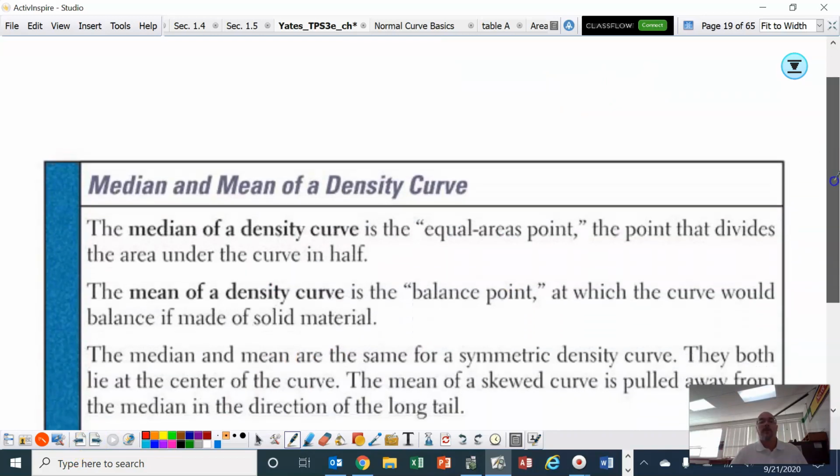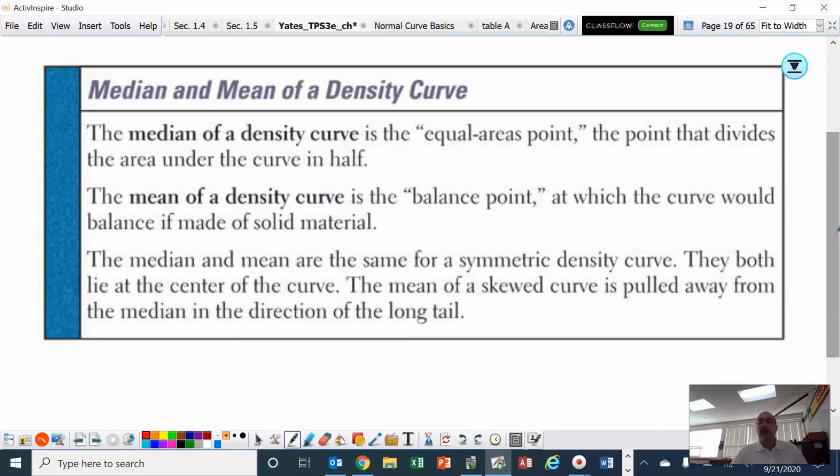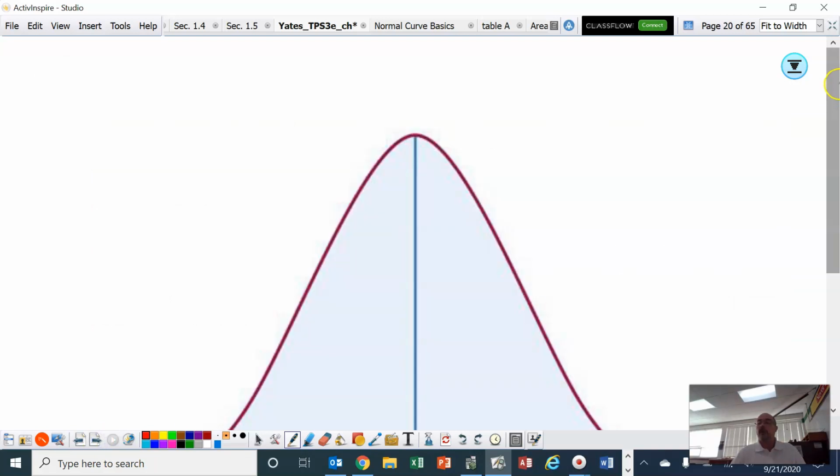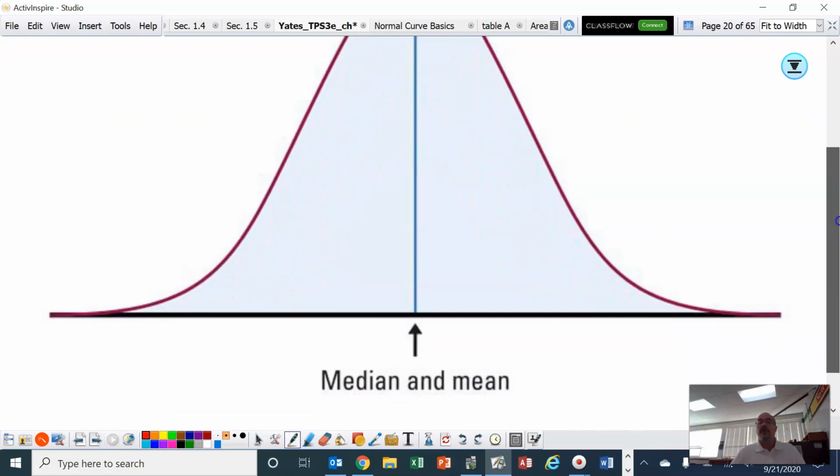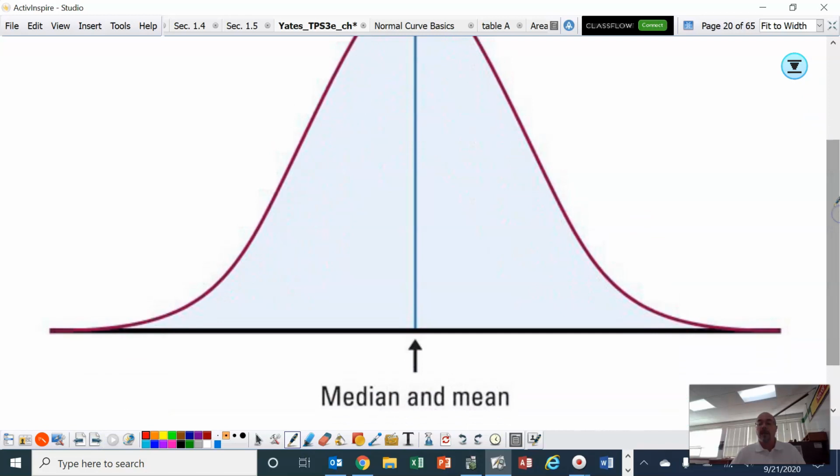All right, where is the mean and median on a density curve? Well, it depends on the picture, and we already did this in chapter 1 with the histograms. So we've got a balancing point and an equal area point. If it's perfectly normal, the mean and the median are exactly the same. The mean and the median are right in the center.